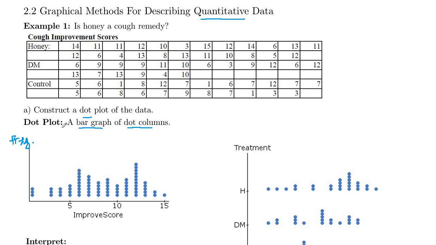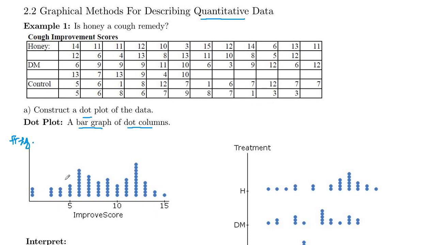So how did we plot this? Well, we took the 14, and 14 would be right here. We did one dot right there. 11, we did a dot here, another 11, then we stacked up that dot. As you get repeated values, you stack your dots. We went through all of the data that way. That's how we generated this plot.